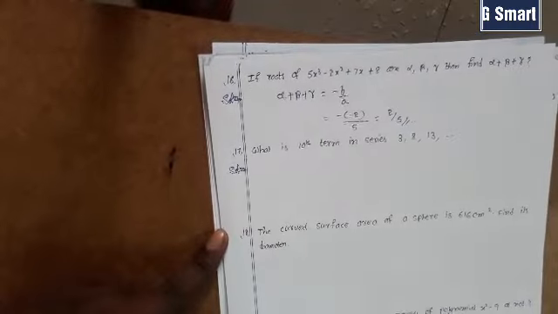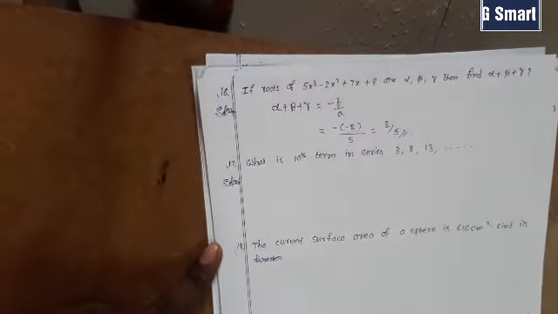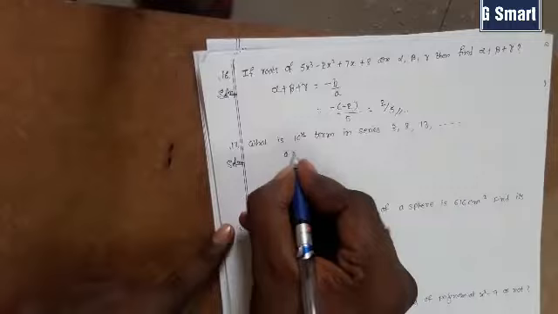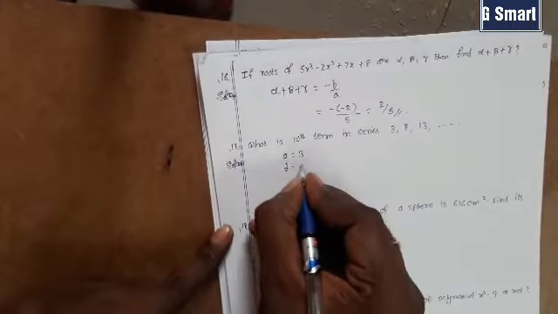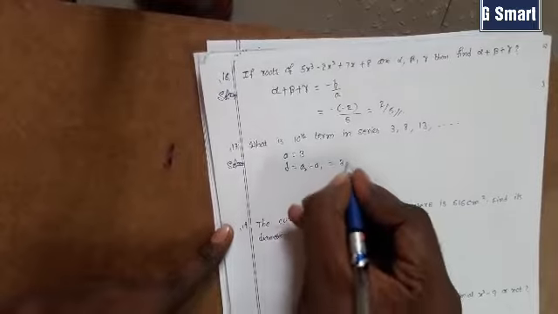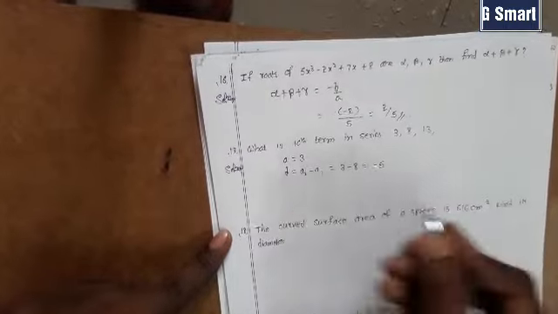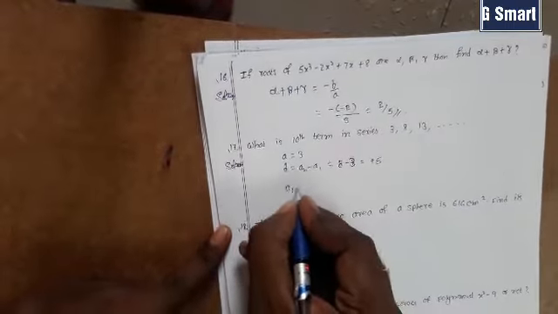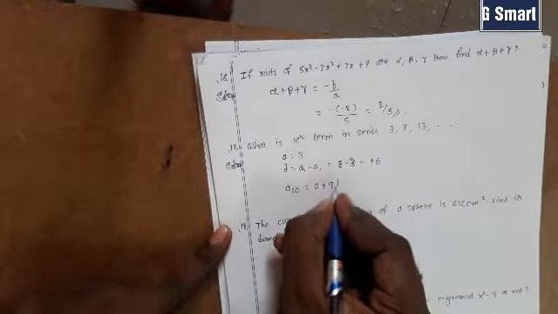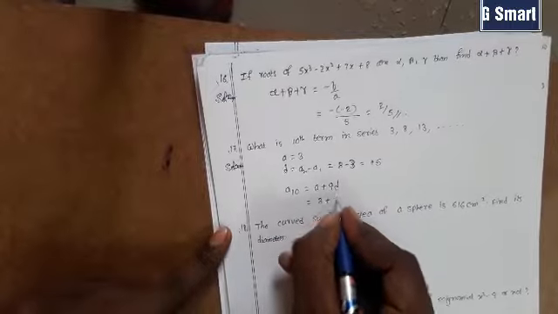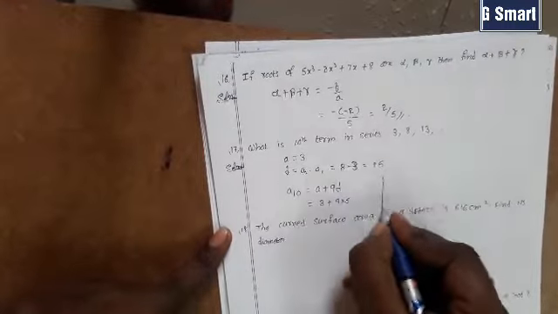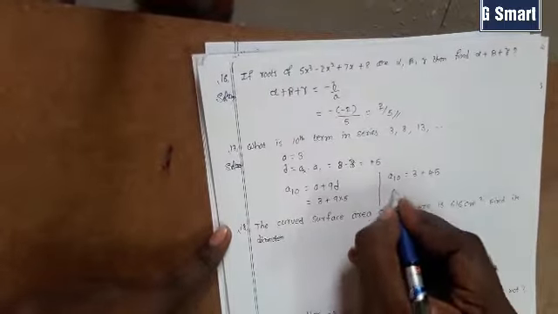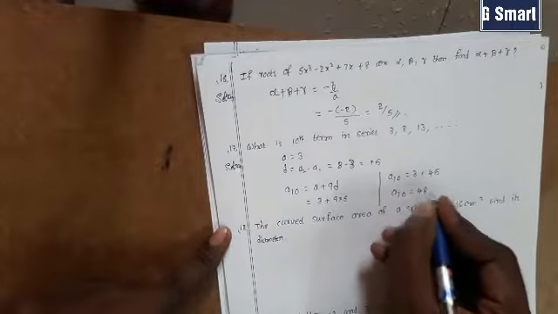what is the 10th term in the series? This is obviously an AP, because 3 plus 5 is 8 and 8 plus 5 is 13. So a is equal to 3 and d is equal to a2 minus a1, that is 8 minus 3, that is equal to 5. Now the 10th term is a plus 9d, meaning 3 plus 9 into 5. A10 is equal to 3 plus 45. So A10 is equal to 48 is the answer.